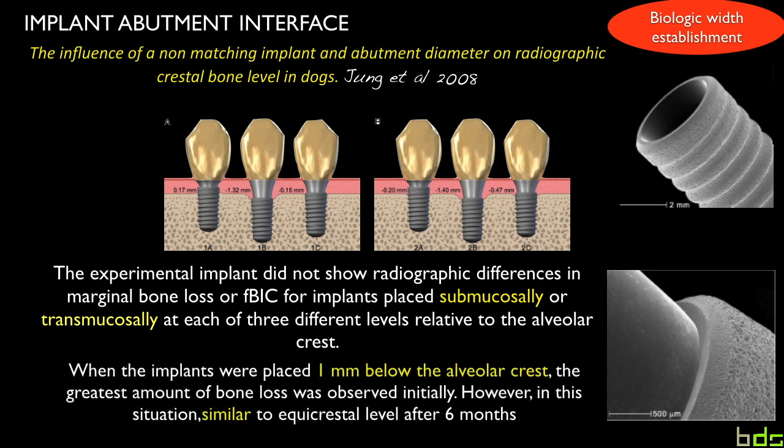Where the implants were placed 1 millimeter below the alveolar crest, the greatest amount of bone was observed initially. However, in this situation, similar to equicrestal level at 6 months, meaning the implants placed subcrestally first lost more bone, and then eventually at 6 months was about the same.